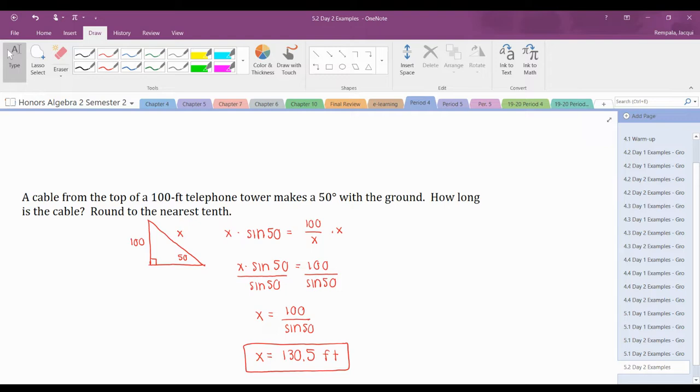All right, so we're talking about a telephone tower. That's going to be the vertical side of my triangle, so that's the 100. We're talking about the cable from the top of the tower going to the ground. Well, that's going to have to be the hypotenuse, because the cable's not going to be lying straight on the ground. 50 degrees with the ground means the 50 is inside the triangle. So once again, we're given the opposite and hypotenuse, so we're using sine. Nearest tenth, remember, is 1 decimal place. So 130.5 feet is going to be the answer.